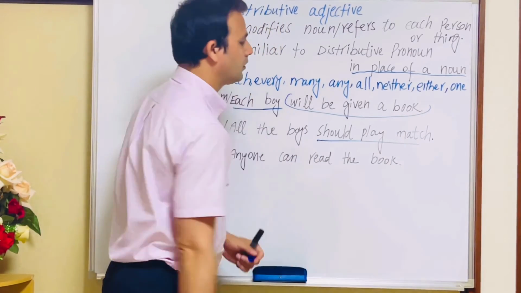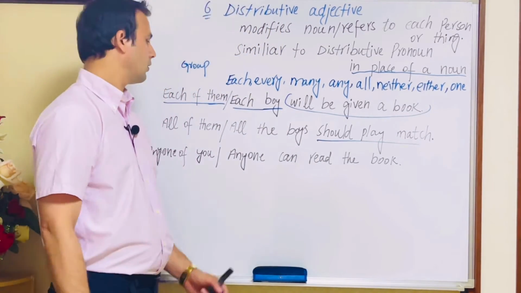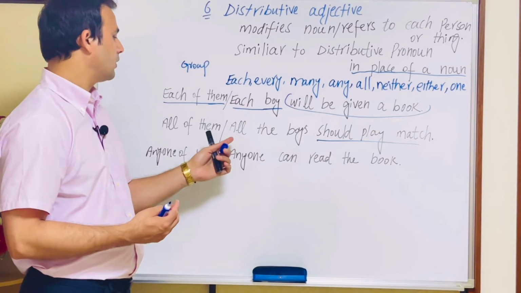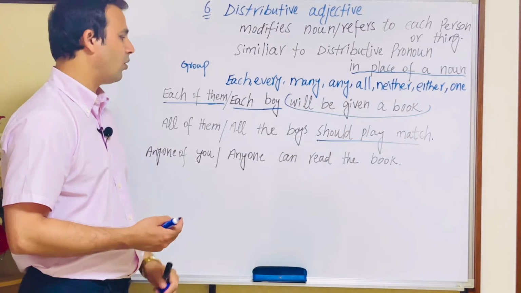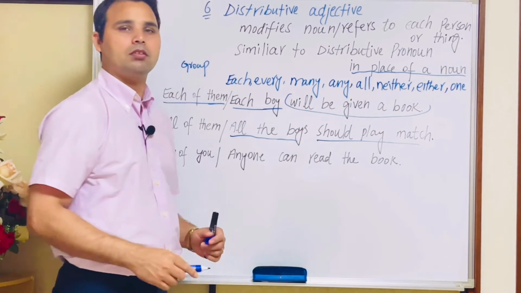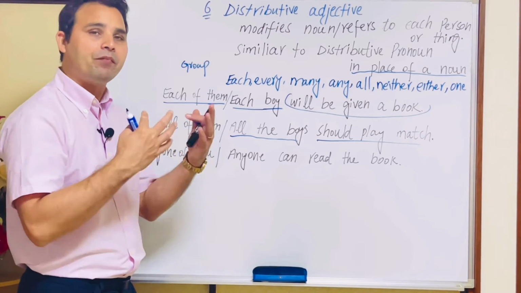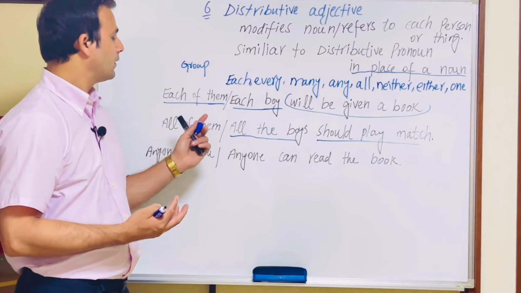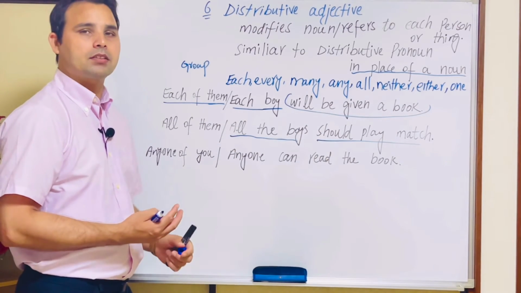All of them should play the match. But if you talk about a distributive adjective, it will be like all the boys. Now, all the boys means every person. It's talking about an individual, every person or each person should play the match.